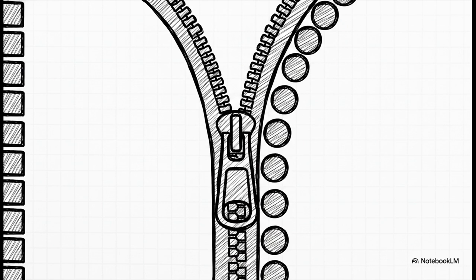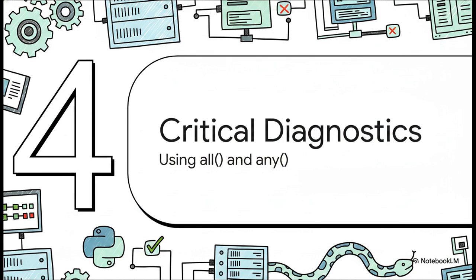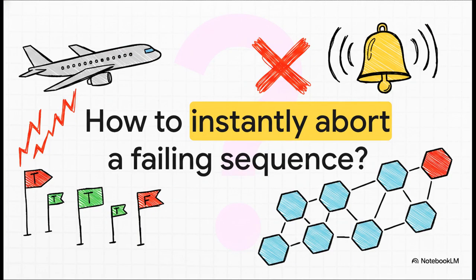It completely shields your program from out-of-bounds memory pointer crashes, and you don't have to write a single line of custom length checking logic. Section 4, critical system diagnostics, global invariant checking with all and any. Now we're getting into critical operations engineering. We're talking about environments where failure is simply not an option. Imagine you're writing the autopilot software for a passenger jet. Before takeoff, hundreds of diagnostic flags absolutely must return true. One single false reading, say fuel pressure drops slightly, and that sequence has to abort instantly.